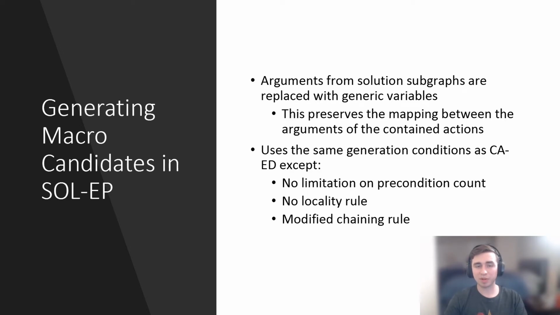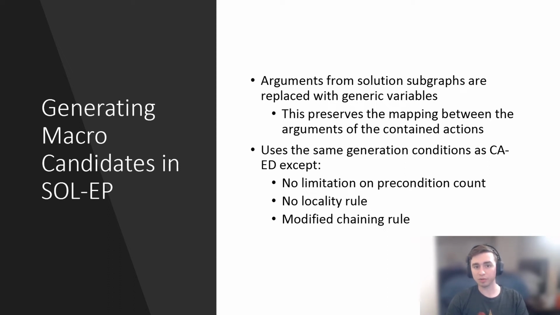In the extended planner approach, the macro action candidates are generated by extracting them from the solution subgraphs. The arguments from the solution subgraphs are replaced with generic variables. This is done by assigning constant symbols variables to preserve the variable mapping between the arguments of the containment actions. These use the same generation conditions as the extended domain approach, except there's no limitation on precondition count, as the number of preconditions is not critical for macros in this type of planner.